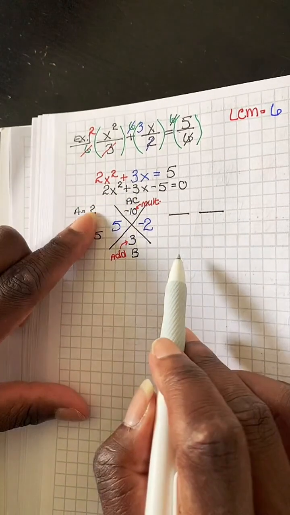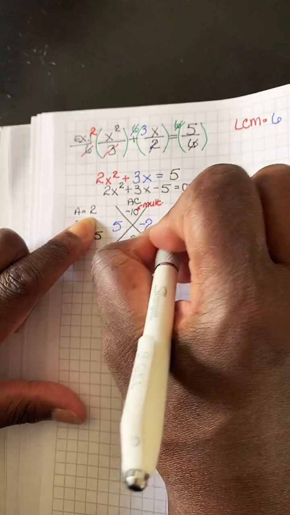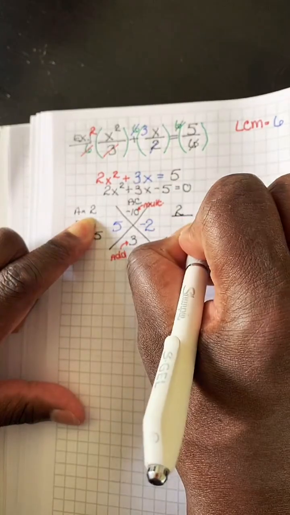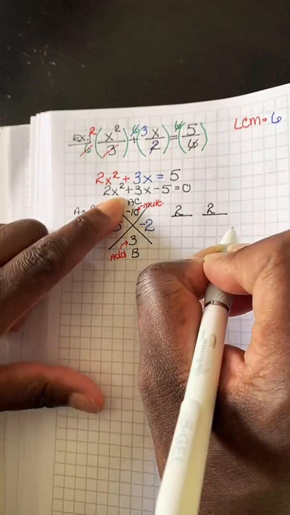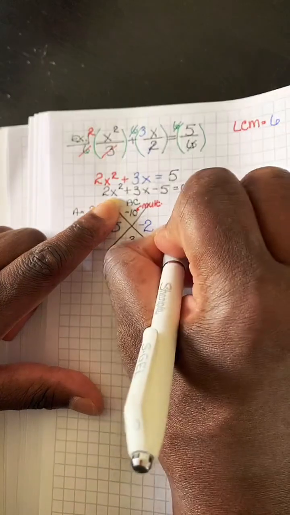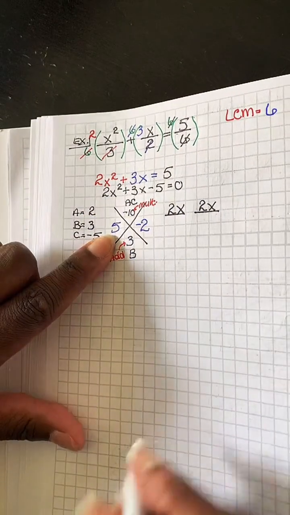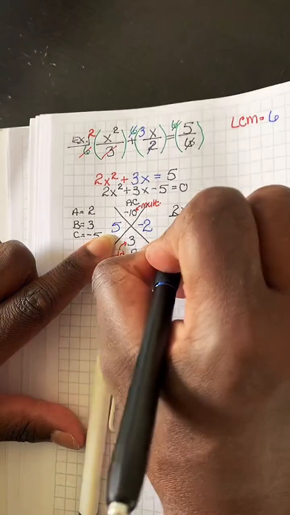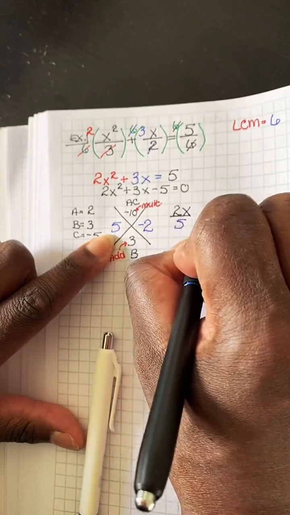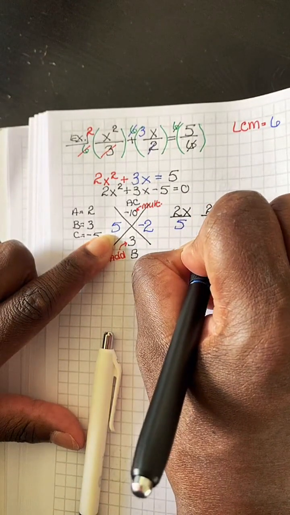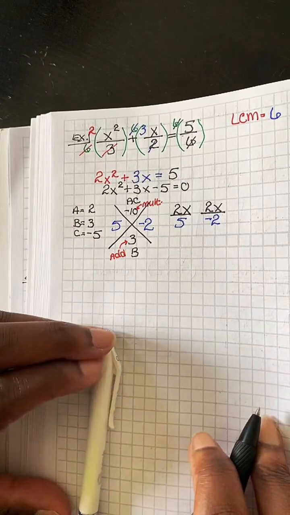But I'm going to take my A, which is a 2, and I'm going to write it out twice. I'm going to take the variable that we're using, and I'm going to write that out twice. Now, the numbers that we found, the 5 and the -2, they're going to represent my denominator.